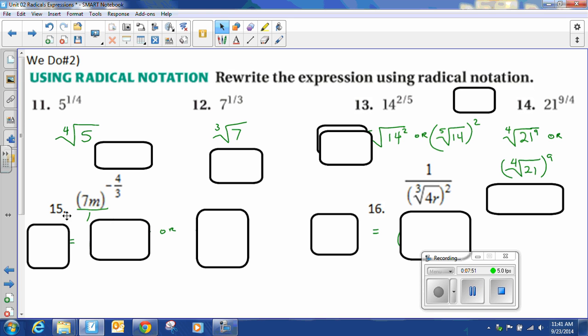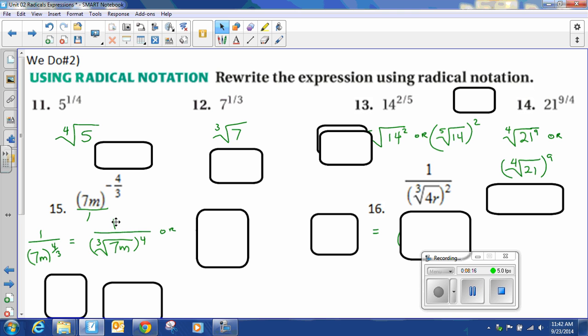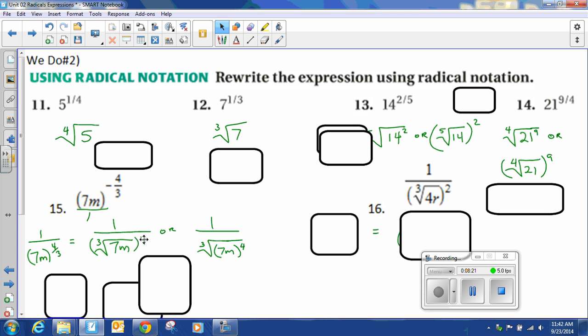Down here we have a negative exponent, and if you remember from previous lessons, a negative exponent is simply the reciprocal of the positive version of this. That's why I put a 1 under this to make it into a fraction. So we reciprocate the entire expression, and we end up with a positive 4/3, which is the same thing as 1 over the cube root of 7m to the 4th power, or if we keep the power under the radical, it can be 1 over the cube root of 7m to the 4th power.